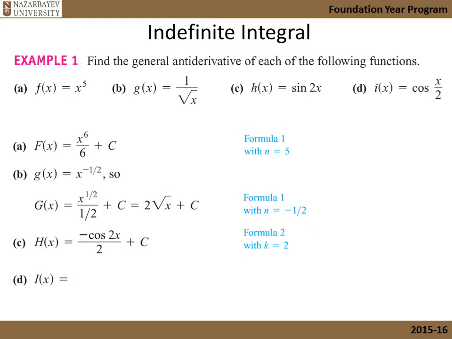And the last one, if we take cosine of x over 2, we use formula number 3, where our k is equal to 1 over 2. And after this application, we have sine of x over 2, and all is divided by 1 over 2, plus c, which is 2 times sine of x over 2 plus c.